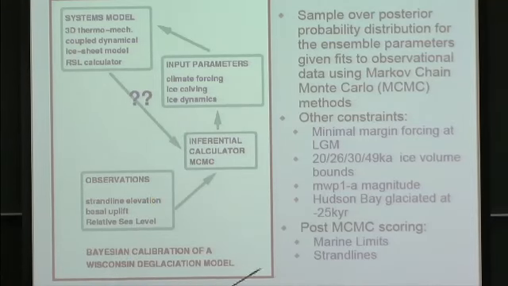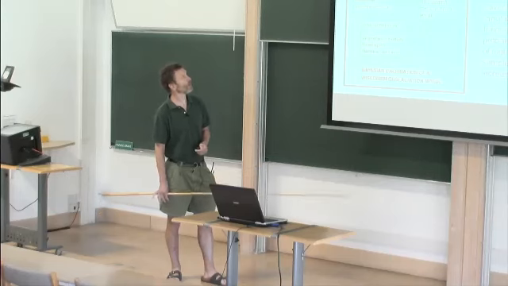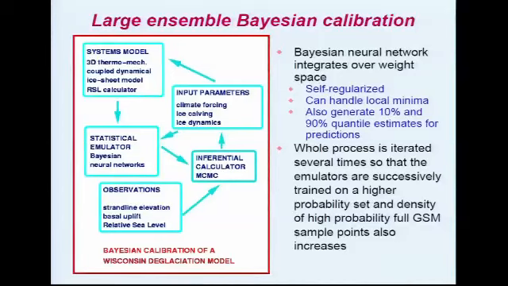There's a few other constraints as well, but I won't go too much into those. I think I've got enough detail on the data and the constraints. Just want to underline in terms of the emulators, the Bayesian neural networks, which means they're self-regularized. Regularization means you're avoiding overfitting, so you don't end up emulating noise. You're just trying to emulate the actual signal in your training data.